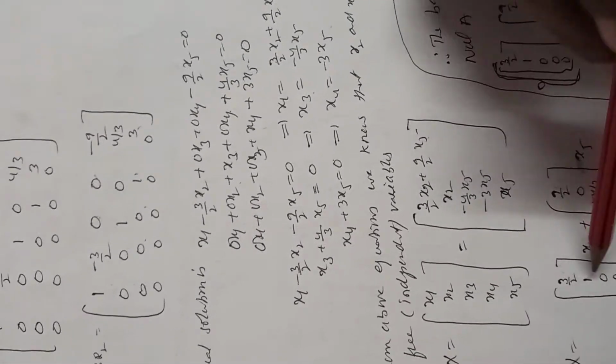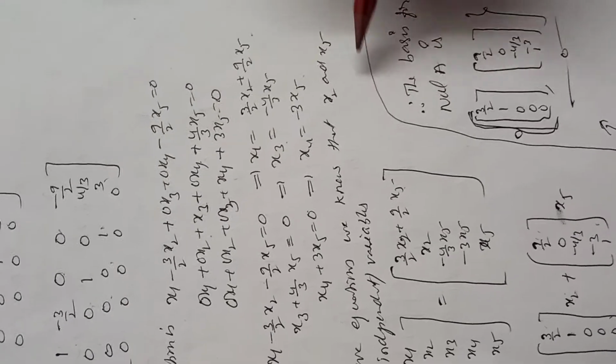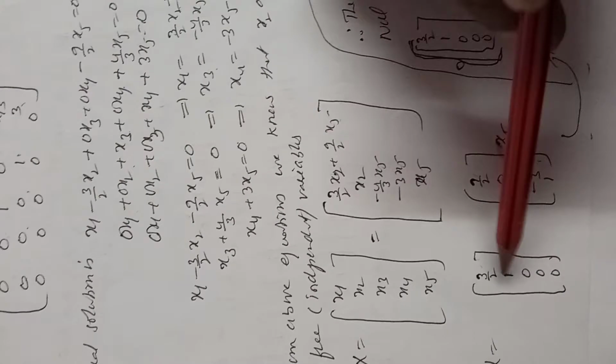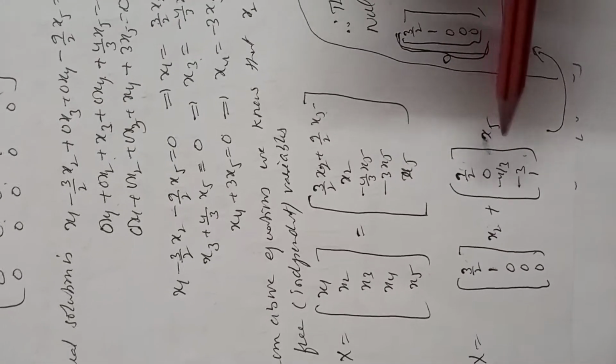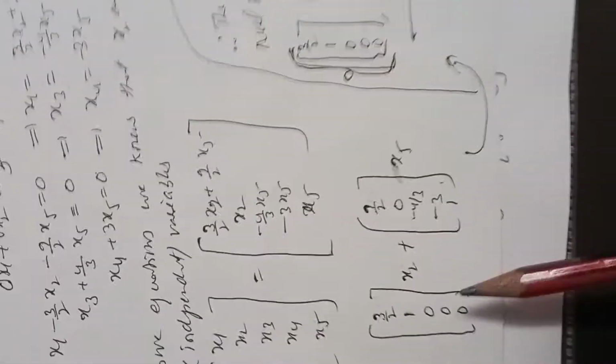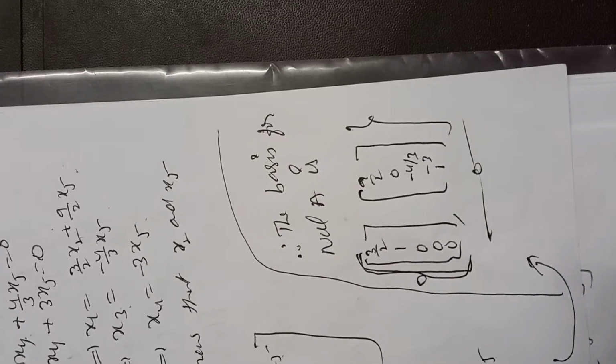Now we are splitting this matrix into a sum of two matrices, because how many independent variables are there? Two independent variables are there, that is x2 and x5. Now we are expressing this matrix as a sum of two matrices, in x2 and x5. Therefore this column and this column matrix form a basis for the null space of A. See here, the x2 coefficient and x5 coefficient form the basis of the null space of A, right?